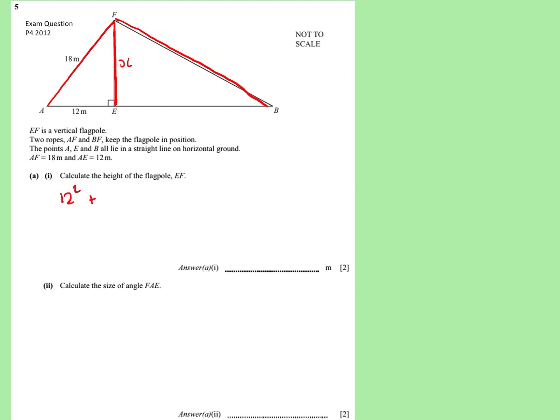We can say 12 squared plus x squared equals 18 squared. So x squared equals 18 squared minus 12 squared. So let's just use your calculator there. 18 squared minus 12 squared equals 180. So we need the square root of 180. Root 180 is 13.4 meters to three significant figures.